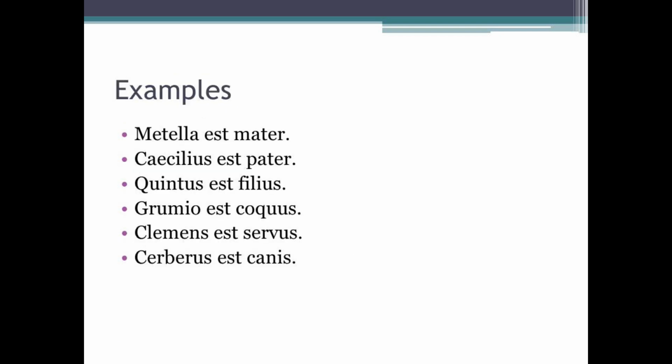Now let's have a look at a few examples. Metella est mater. Metella is the mother. Caecilius est pater. Caecilius is the father. Quintus est filius. Quintus is the son. Grumio est coquus. Grumio is the cook. Clemens est servus. Clemens is the slave. Cerberus est canis. Cerberus is the dog.